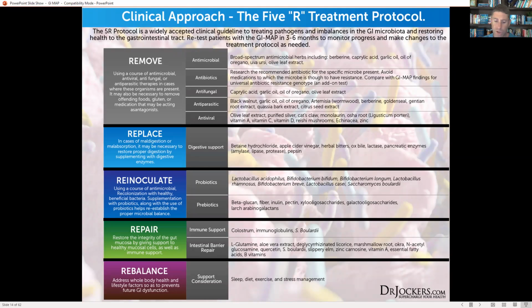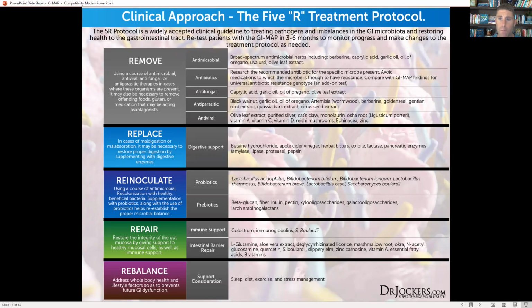Now, in general, the GI map test, and when we're looking at healing the gut, there's a clinical approach, and the clinical approach is called the 5R treatment protocol. So I can't give specific treatment protocols, obviously, with a broad video like this, but in general, whenever you've got stuff like this going on, there's a step-by-step process. First step is remove. So that may be a course of antimicrobial, antiviral, or antifungal, or antiparasitic therapies, depending on what's going on, right? And this could be through medications like antibiotics, could be a natural treatment model.